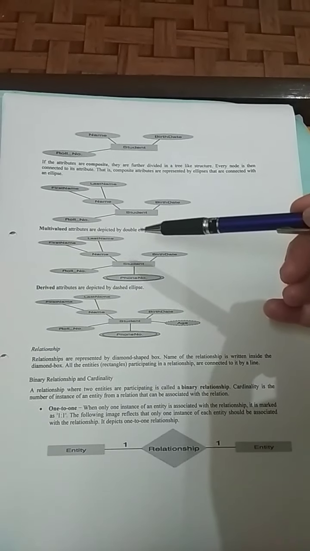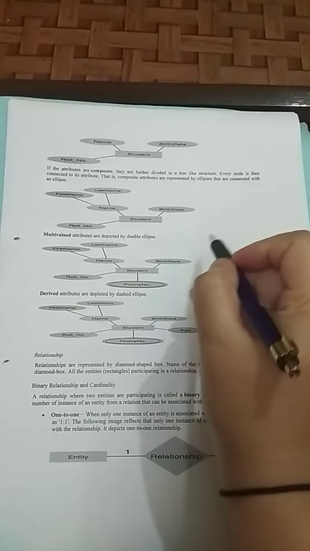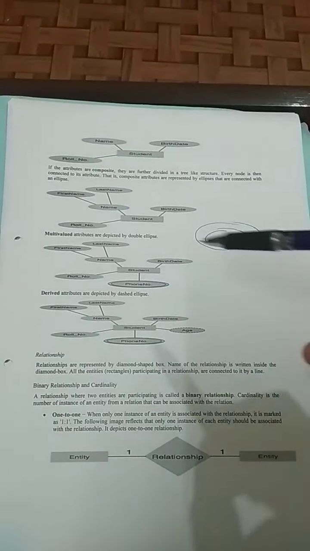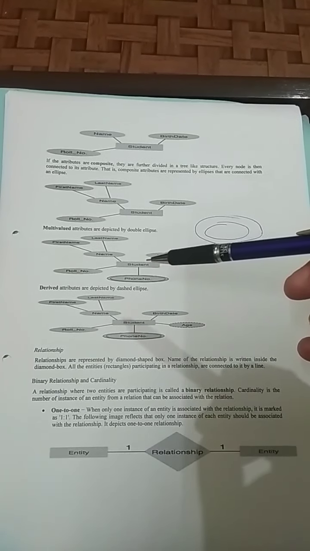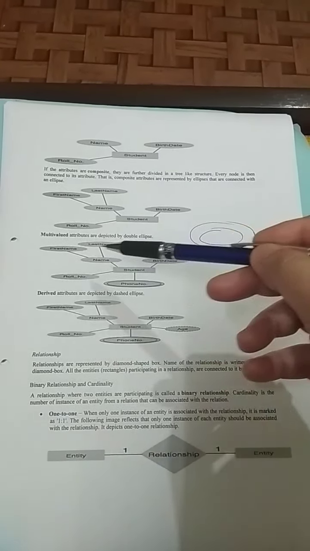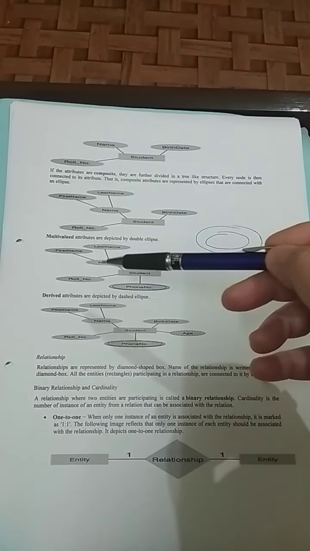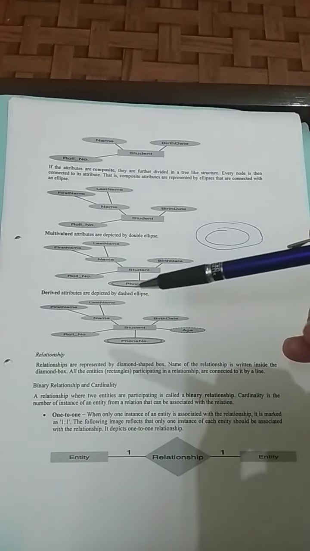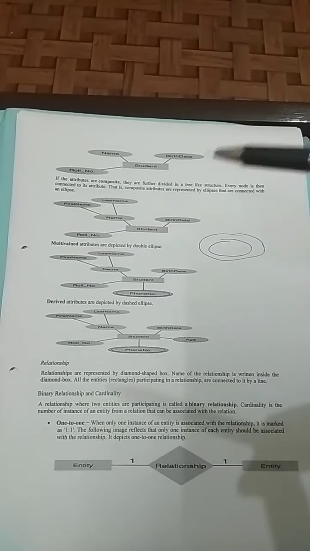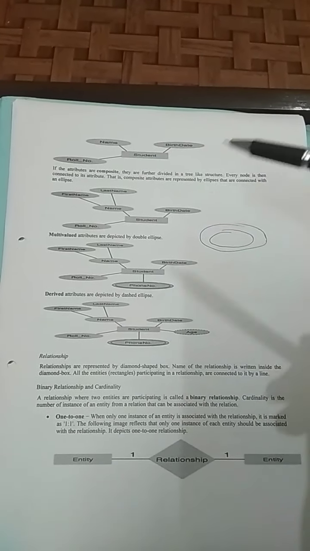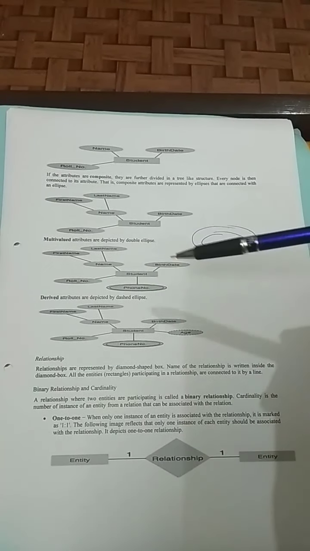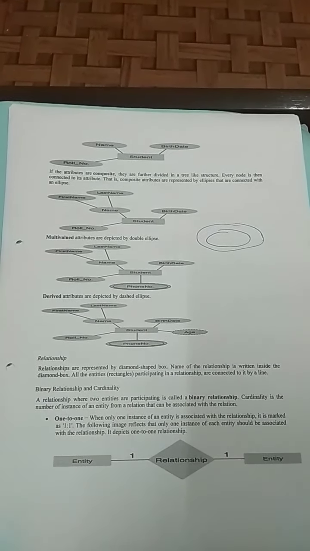Multi-valued attributes are depicted by double ellipses, which is drawn like this. So this is the multi-valued attribute. Suppose in this example we have a student, roll number, name and birth date, and the composite attribute name with first name and last name. And phone number is the multi-valued attribute. It means the attribute consists of more than one value. Suppose a student can have more than one phone number, so it is a multi-valued attribute. Phone number is a multi-valued attribute for the entity student.